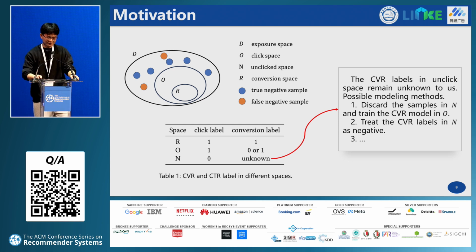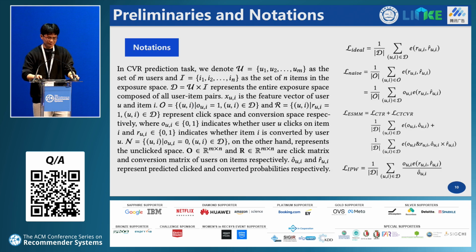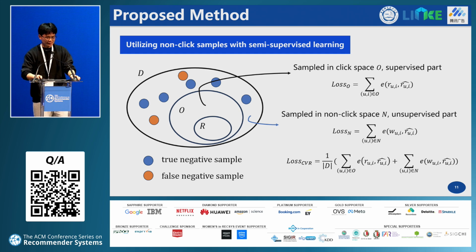And in the related works, they just treat them as negative, or they just discard these labels, these samples. So again, we argue that these samples actually have a chance to get converted, and we just try to solve this false negative sample problem. And these are just some notations. And to solve this problem, our idea is also quite simple.